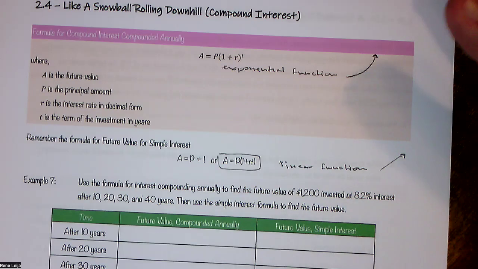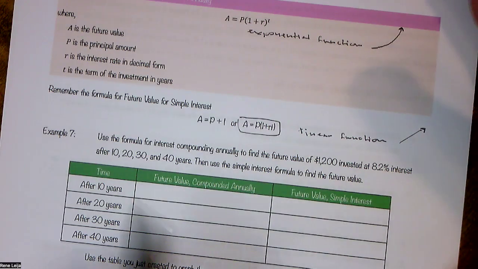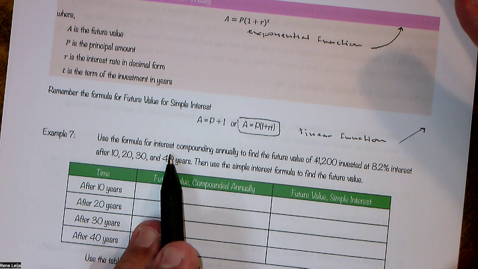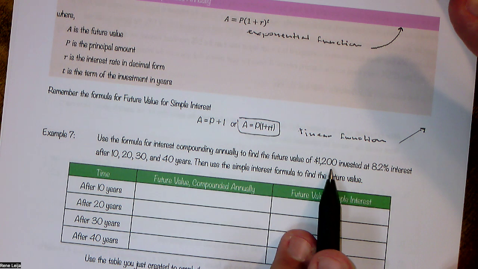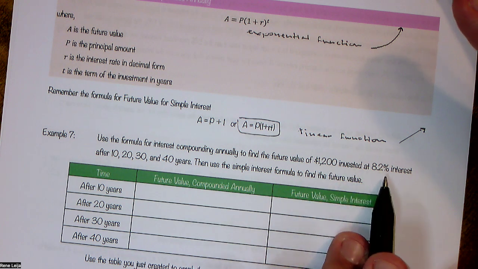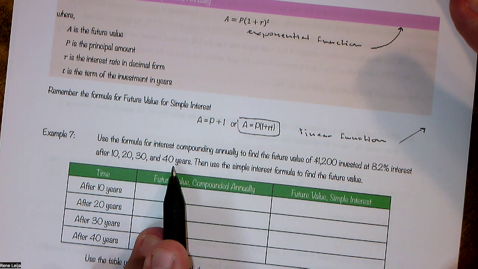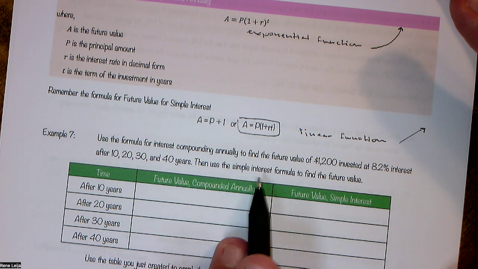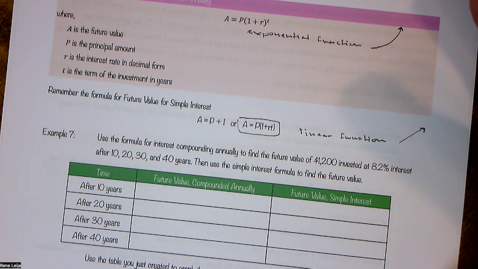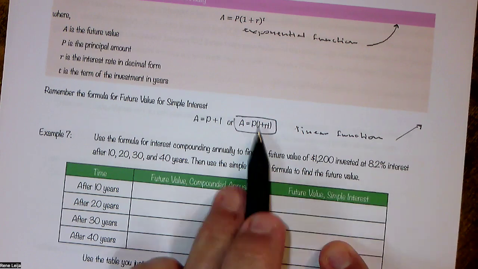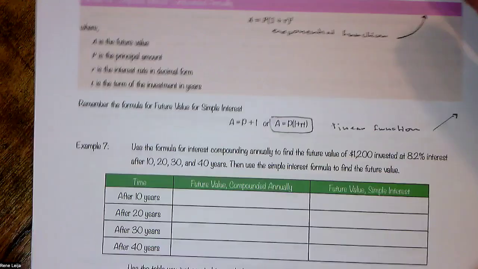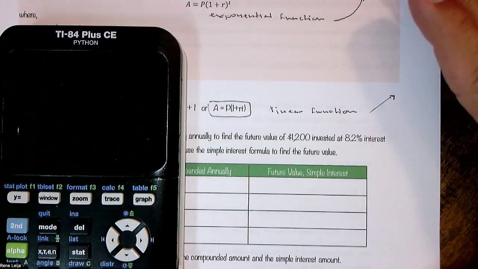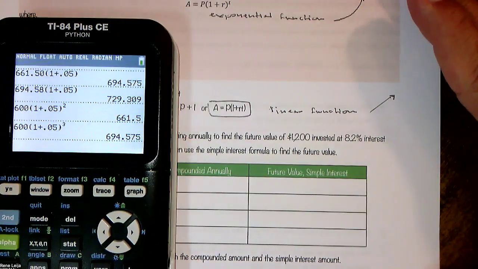Okay. So here's what we're going to do. Example 7. Use the formula for interest compounding annually to find the future value of $1,200 invested at 8.2% interest after 10, 20, 30, and 40 years. Then use a simple interest formula to find the future value. So in other words, we're going to use both of these formulas to fill this in. Okay, so here we go. Let's do simple interest first, so that we can see what we're looking at.